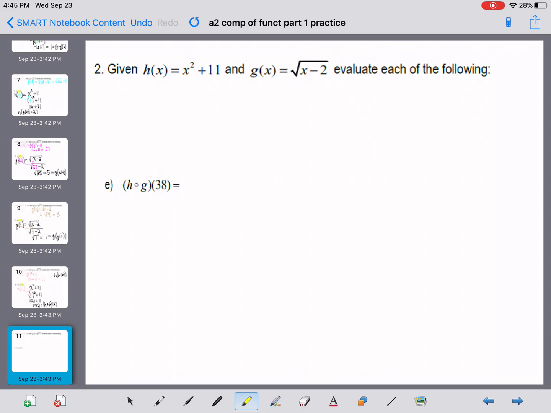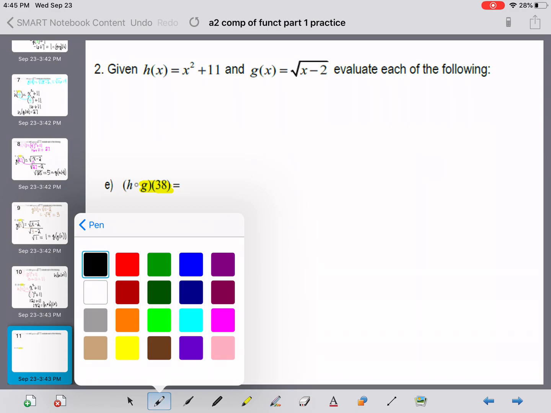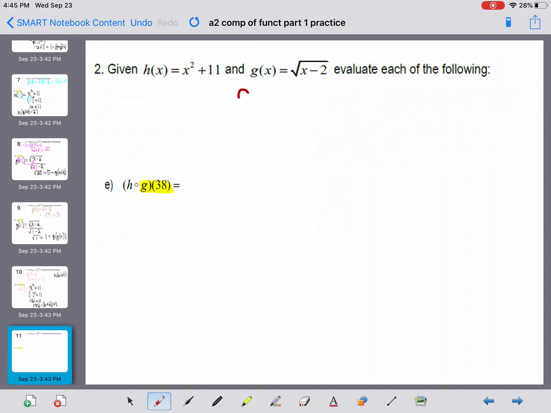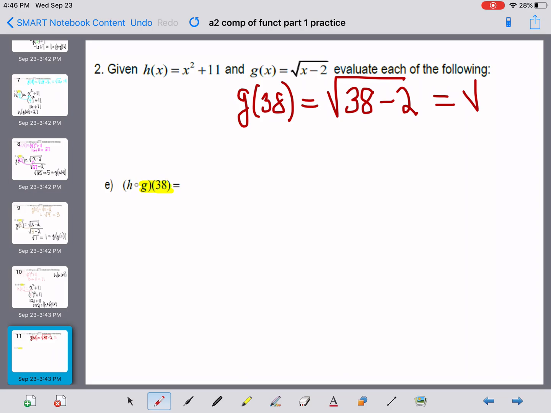Letter E. Again, the open circle, but ultimately where we start is with this g of 38. So when we take a look at this, g of 38 means that we're going to take the square root of 38. There's the 38 replacing the x, minus 2. 38 minus 2 is 36, and the square root of 36 is 6.